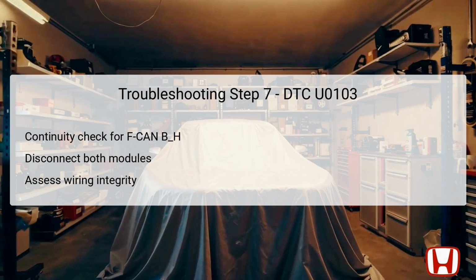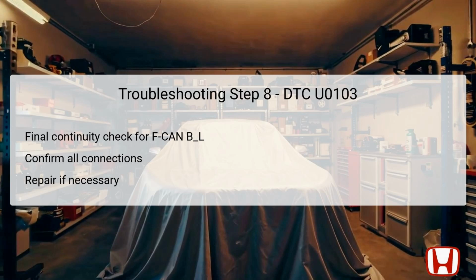If continuity is observed, it confirms that the FCAN-BH line is functional. Conversely, if no continuity is found, it suggests there could be an open in the wiring, requiring immediate repair to restore communication integrity. The final troubleshooting step involves checking the continuity of the FCAN-BL line, which is critical for successful communications.